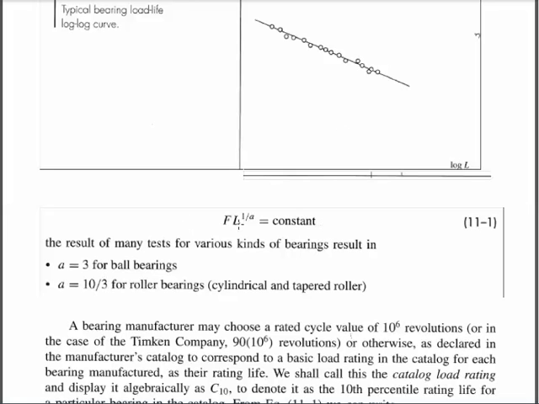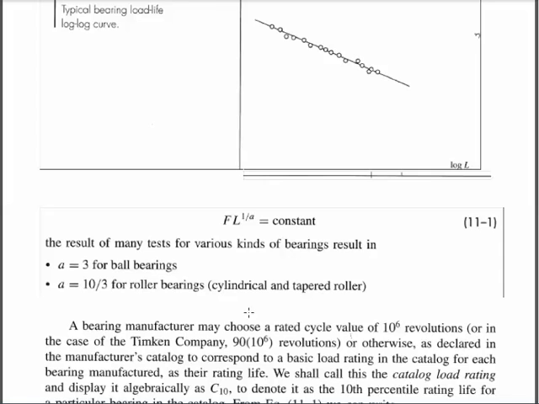And so we might wonder what that constant is. After many tests, this slope-related variable a has a value of 3 if we're talking about ball bearings, or a value of 10 over 3 if we're talking about roller bearings, which are either cylindrical roller bearings or tapered roller bearings.